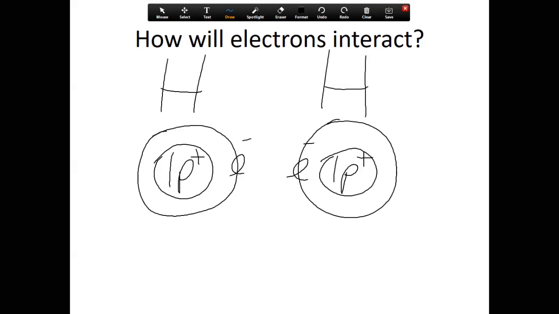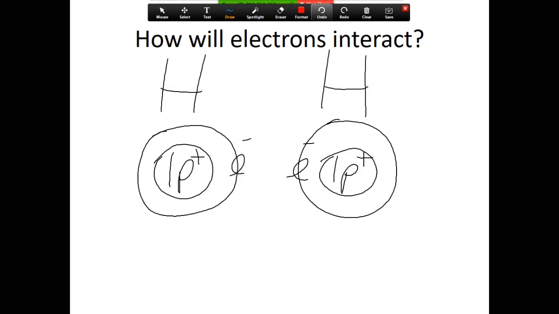So here are the options. One hydrogen could actually donate its electron to the other. So that would look something like this. But then think about what that would do. If one hydrogen donated it, then one would have two and the other would have zero. So only one of the two actually would be stable. So that's not quite what we want.